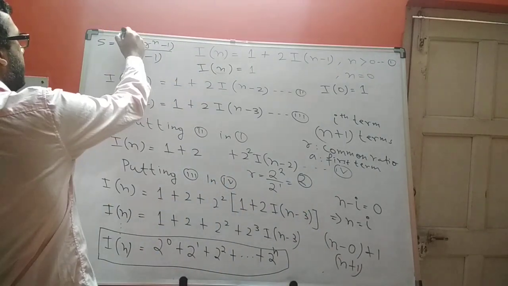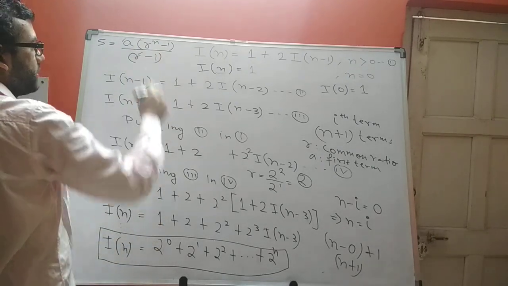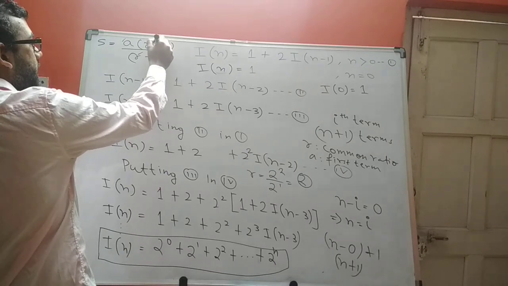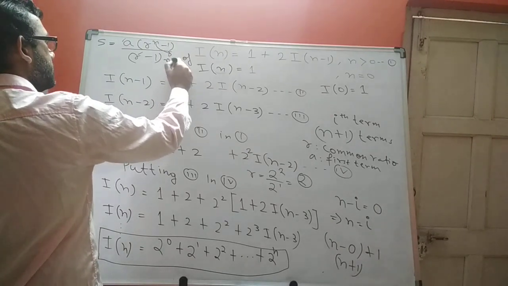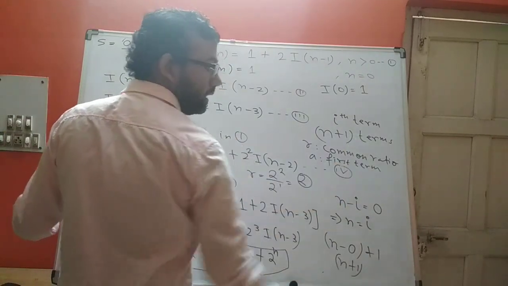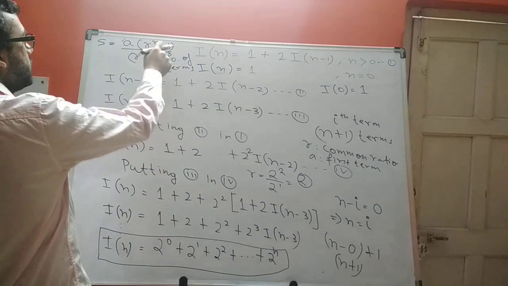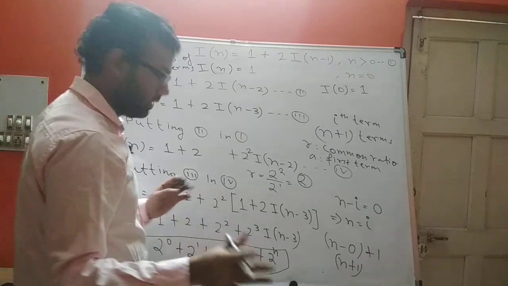Now I have my first term, which is 2 to the power of 0. I have my common ratio, so I can simply substitute the values. I also have my n. Here n denotes the number of terms. I found the number of terms to be n plus 1. I showed you just now. So if I substitute these values in this equation, I'll get the final expression for I of n.